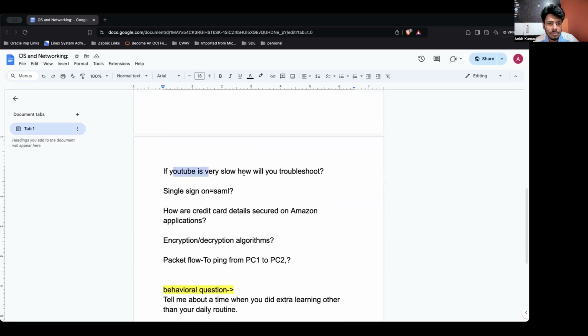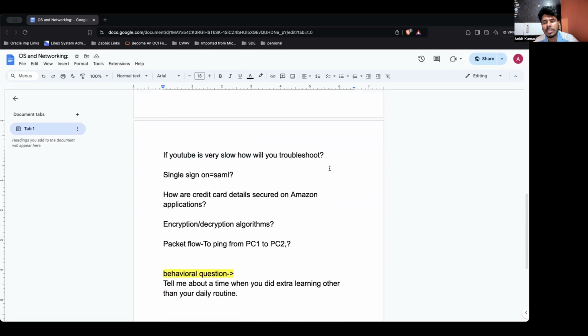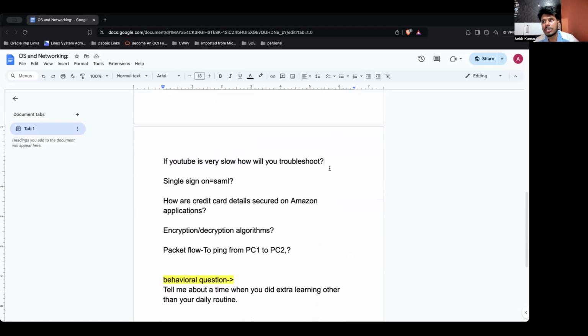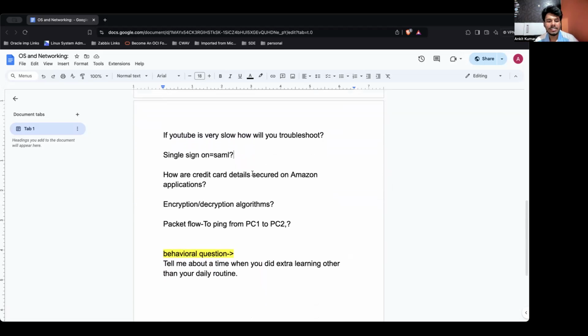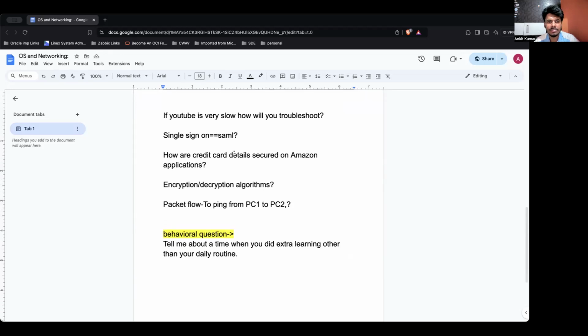Then next is if YouTube is very slow, how will you troubleshoot? If your YouTube video is running slow, your internet speed might not be up to the mark, which means there is a network issue. You can do a speed test, see if the download speed and the upload speed are coming or not, and then figure out something from there. The next question is single sign-on is equal to SAML. Is it? I'm not sure. I think so. I don't know about this.